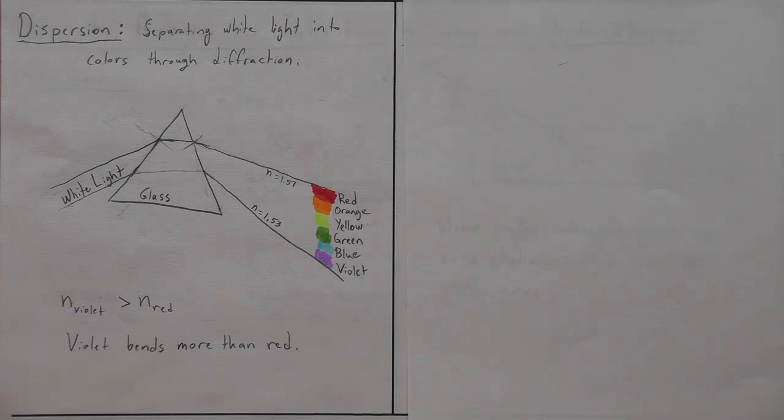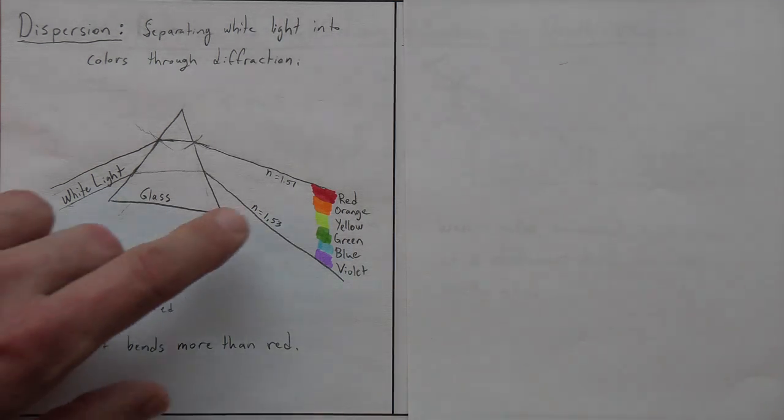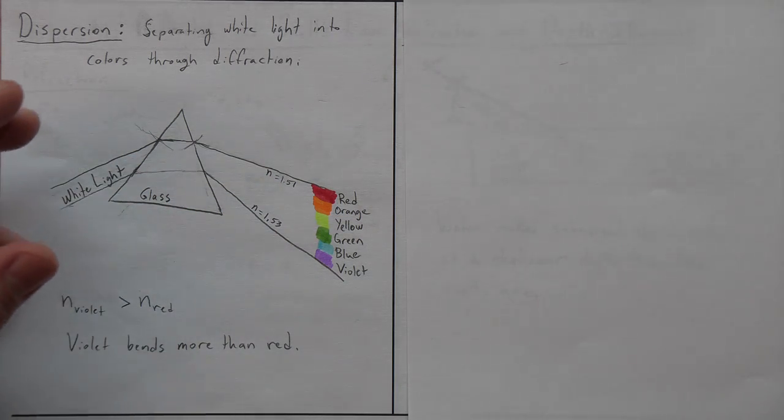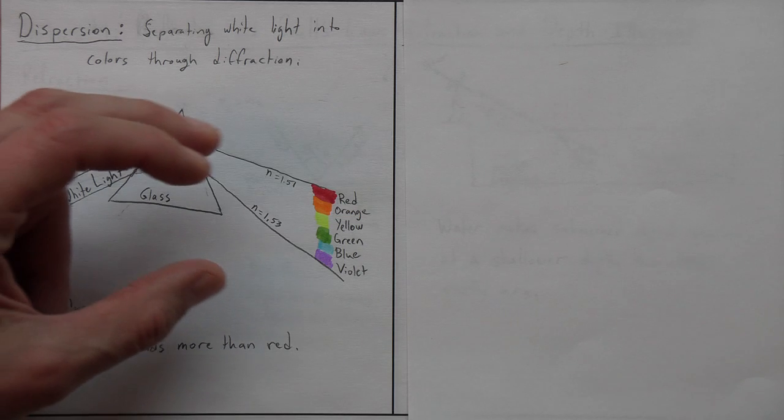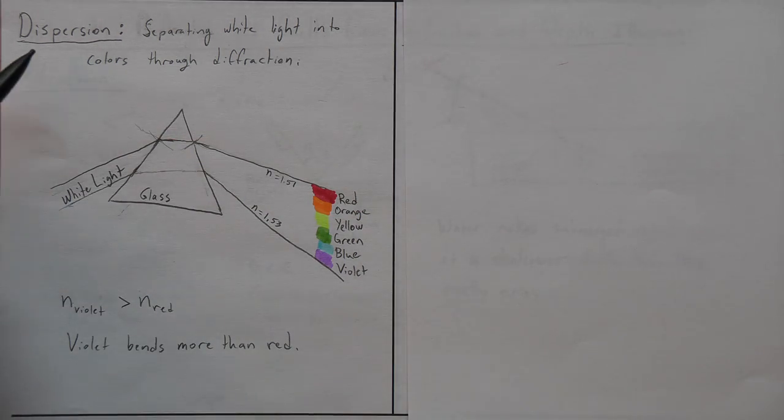So that's all you need to know, is just the concept. You don't need to know these numbers, you just need to know that red light bends a little bit less and violet a little bit more, and that takes white light and spreads it out into the rainbow, and the word for that is dispersion.